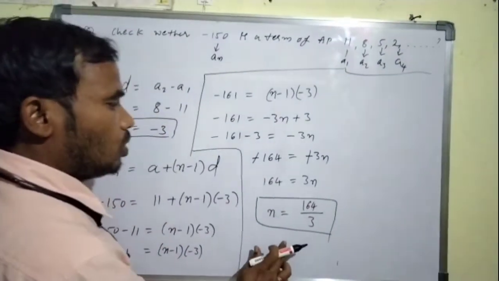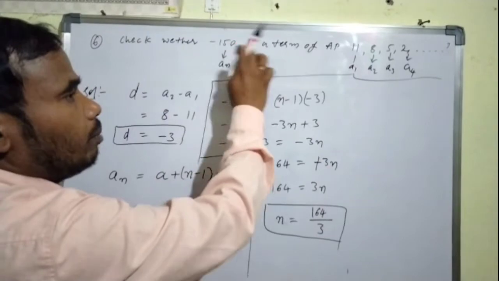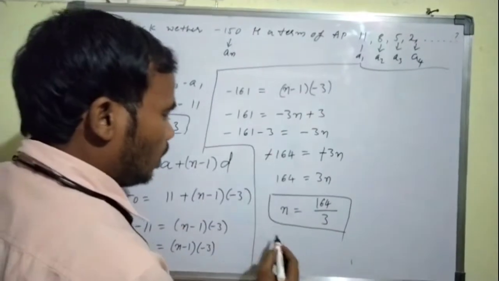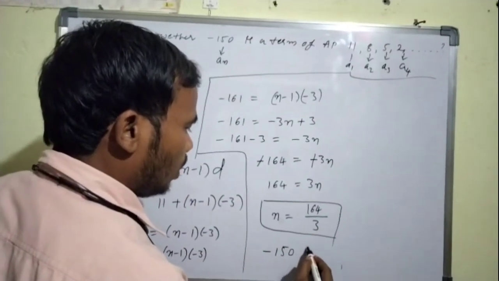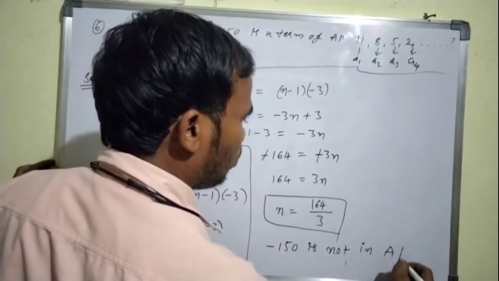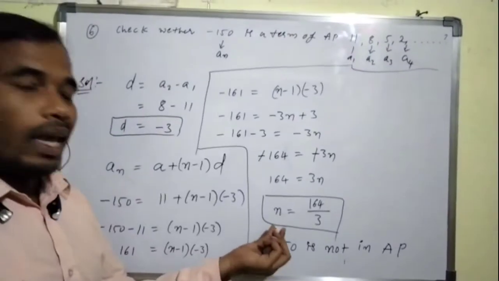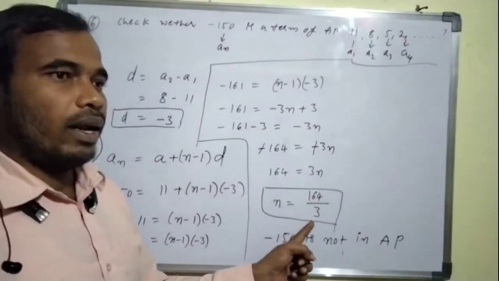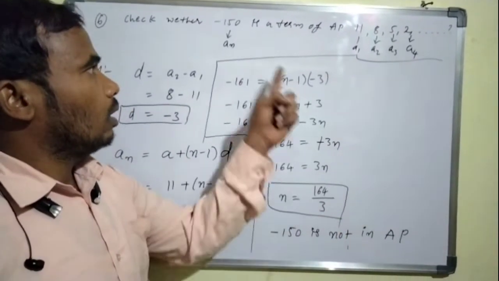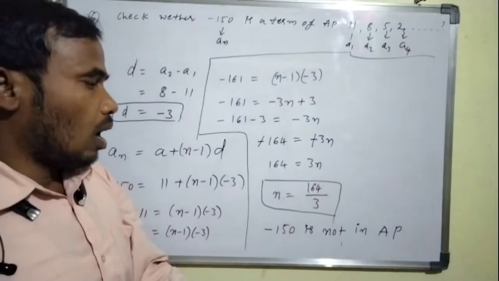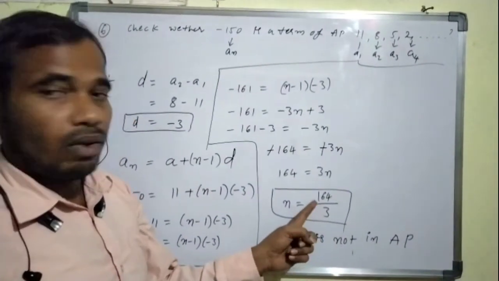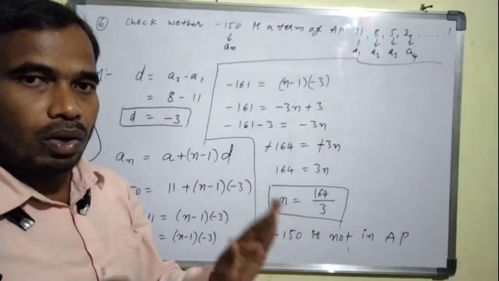n value fraction number వచ్చిందంటే కరెక్ట్ ఎంత నెంబర్ ఆఫ్ టర్మ్ అనేది వస్తలేదు కాబట్టి, సో వాట్ ఈస్ దట్? nth minus 150 is not in arithmetic progression. అర్థమైందా? n వాల్యూ అనేది 164/3 అంటే ఫ్రాక్షన్ నెంబర్ వచ్చింది, సింపుల్ నెంబర్, న్యాచురల్ నెంబర్ రాలేదు. సో అందువల్ల ఈ మైనస్ 150 అనేది అర్థమెటిక్ ప్రోగ్రెషన్లో లేదు. ఏదో ఒక నెంబర్ వస్తే అది అర్థమెటిక్ ప్రోగ్రెషన్లో ఉంది, బట్ కానీ ఫ్రాక్షన్ నెంబర్ వచ్చింది కాబట్టి అర్థమెటిక్ ప్రోగ్రెషన్లో లేదు.